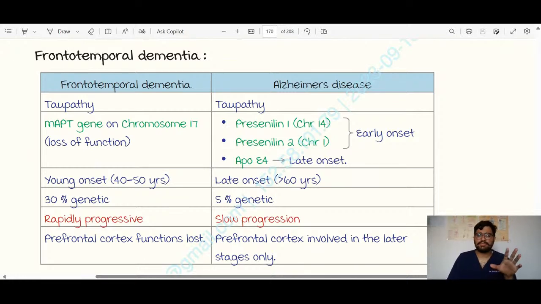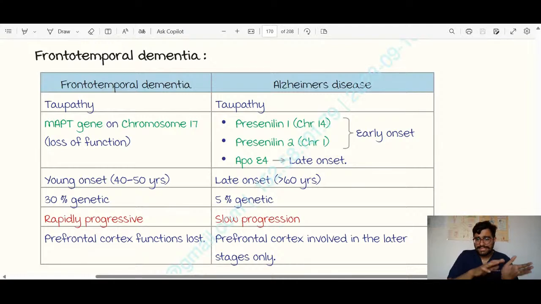Here a tauopathy also takes place. Here also tauopathy takes place. MAPT gene on chromosome 17, so loss of function takes place. Young onset, 30 to 40 to 50 years, 30% genetic, and rapidly progressive prefrontal cortex function loss. Here it will be rapidly progressive.